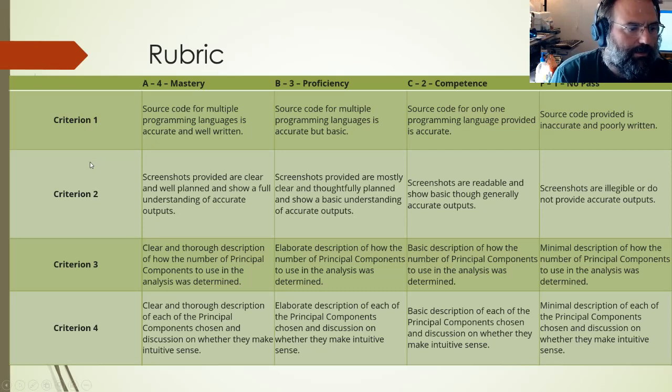Multiple languages, well written, screenshots, clear, provide a full understanding of and accurate output, and then a thorough description of how the number of principal components to use in the analysis was determined, and then a clear and thorough description of each PC chosen, and a description of whether they make sense intuitively. So does it seem rational?